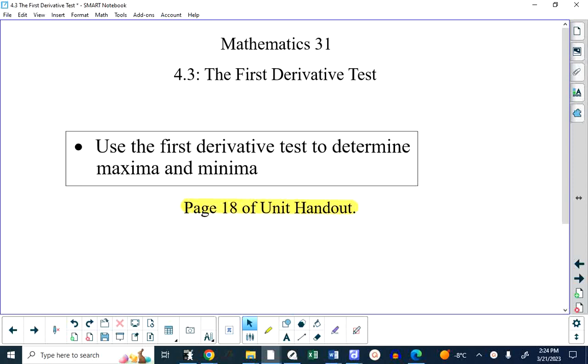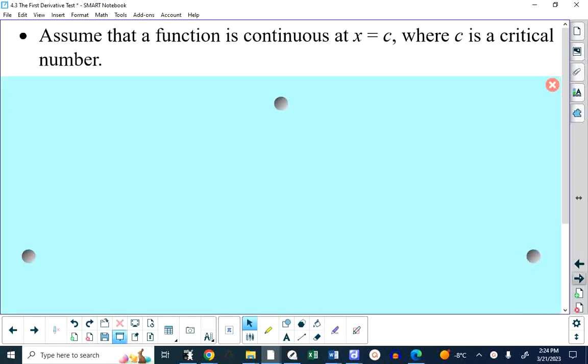I think you already know what it is. We just haven't formally called it that. The first derivative test is used to determine where the max and min are, and then from there to determine what they are.